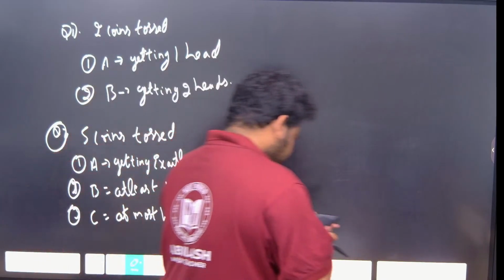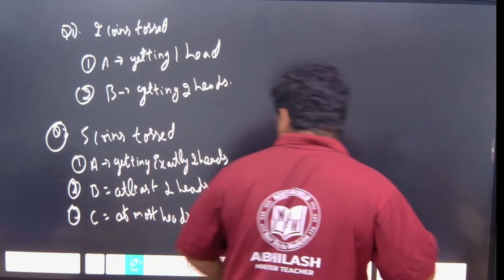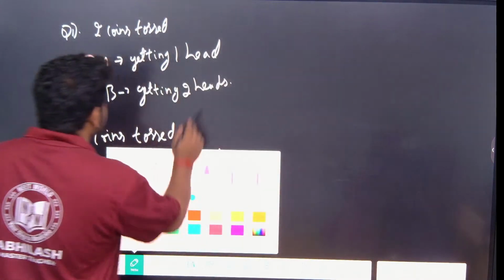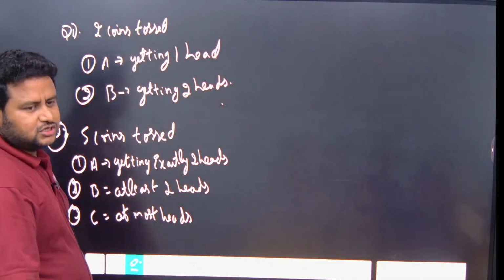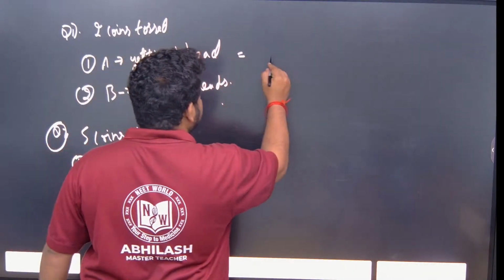Okay, now look at this. Look at the questions. Now, two coins are tossed. Two coins are tossed means the sample space will be what? 2 square. So, here the sample space will be 2 square.